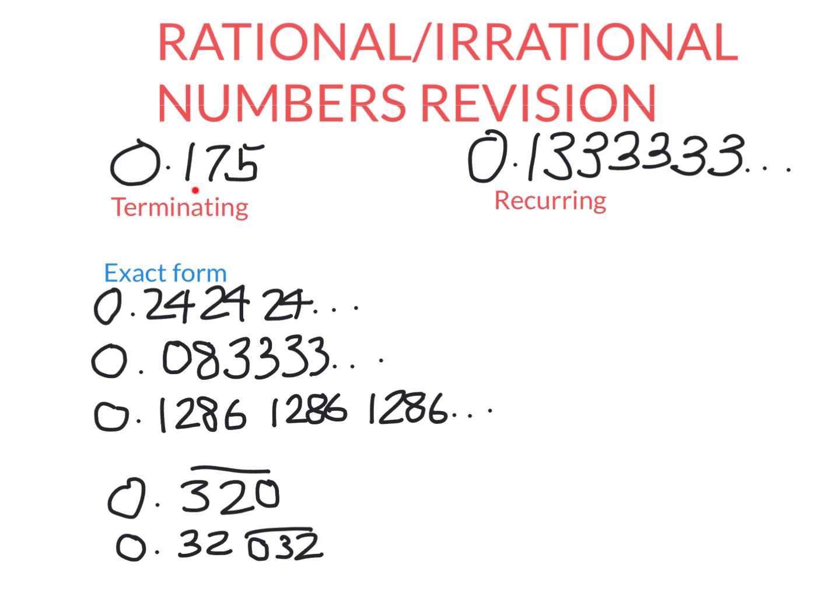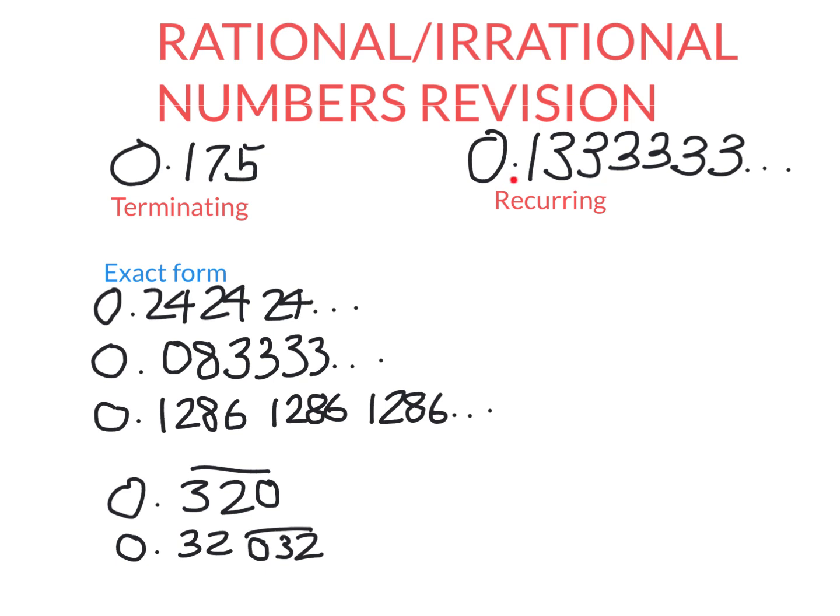So terminating means end. This decimal here is terminating because the decimal expansion, that is the digits after the decimal, eventually end. It's 0.175, then it stops. That's what terminate means. Whereas this one here is recurring. 0.1333333, it goes on forever. In fact, that's what those dots mean. They mean it goes on forever and follows this pattern. So terminating decimals end, recurring decimals go forever, and there is a pattern to it.